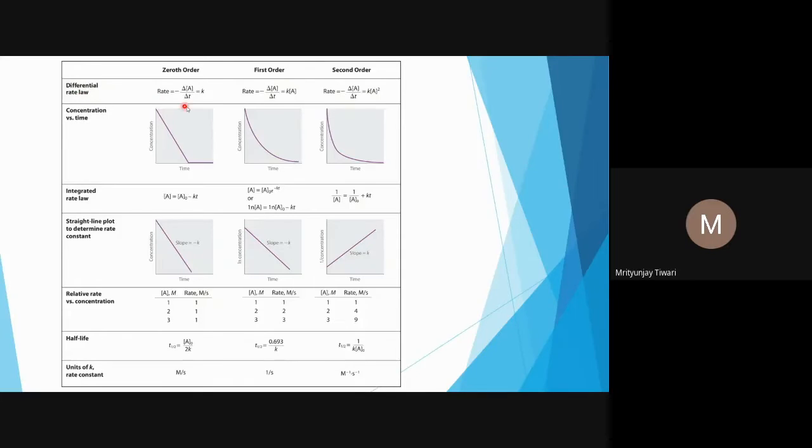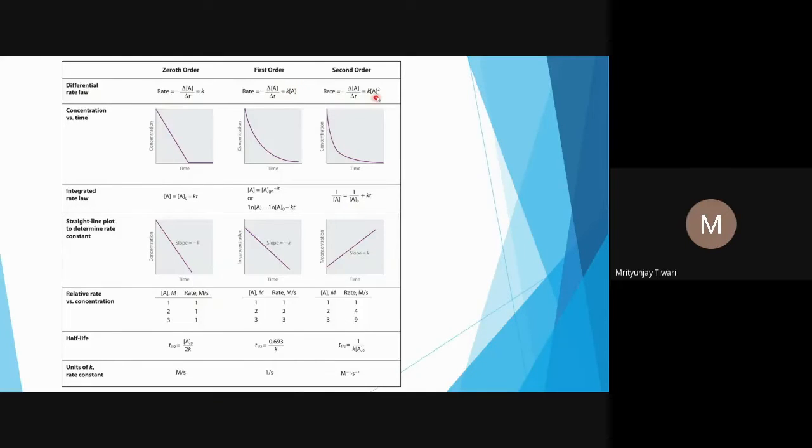So the differential rate law we can write, if the reactant is represented as A. In terms of concentration of reactant A, earlier we represented the reactant as R, here it is A. The rate, the differential rate law, which is the average rate, is minus delta concentration of A divided by delta T, which equals K. For the first order reaction, it will be minus delta A by delta T equal to K into concentration of A to the power 1.